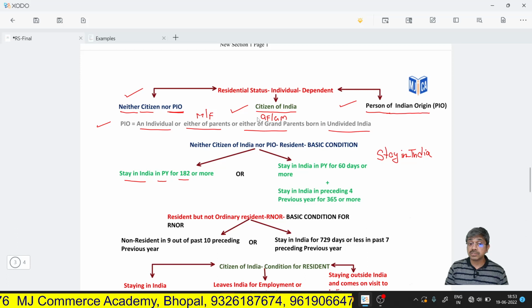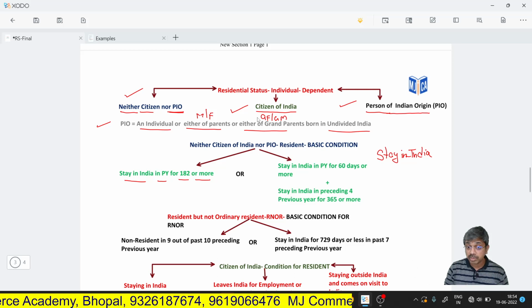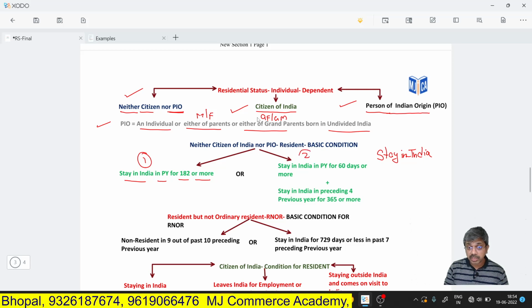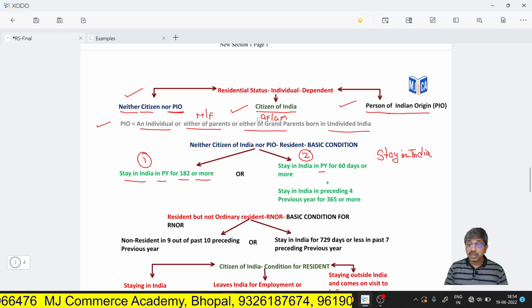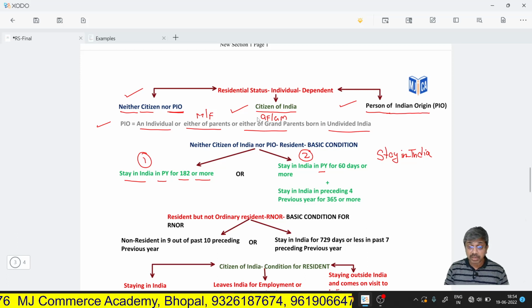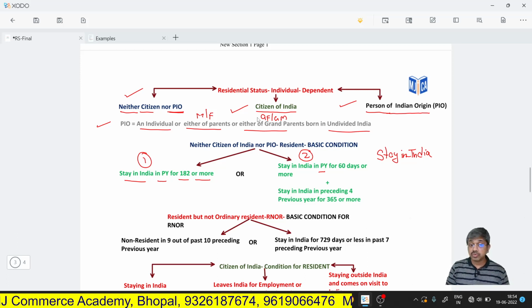for 182 days or more. Either this condition, or another condition: the individual stays in India in the previous year for 60 days or more, plus, meaning both these conditions are to be satisfied in aggregate. This is a single condition, either condition number 1 or condition number 2. Condition number 2 has two points. First, he should stay in India in the previous year for 60 days or more, and secondly, he should stay in India in the preceding four previous years for 365 days or more. If an individual is satisfying either condition number 1 or condition number 2, in that scenario the individual will be resident of India.